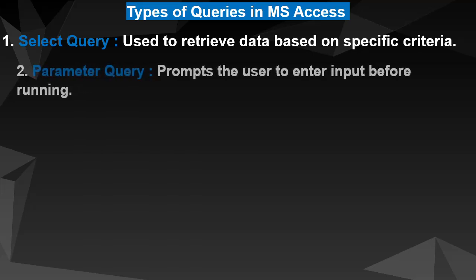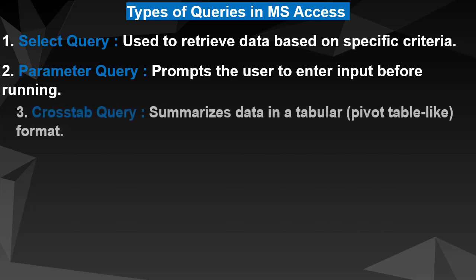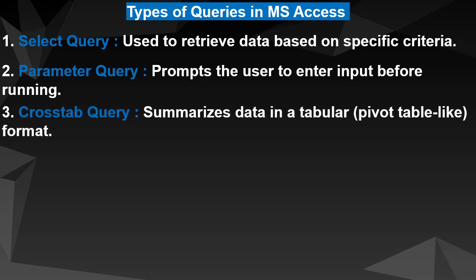Next is parameter query. This query prompts the user to enter input before running. For example, ask the user to enter a date and show all purchases made on that date. Cross-tab query summarizes data in a tabular, pivot table-like format. For example, show total sales per product per month.